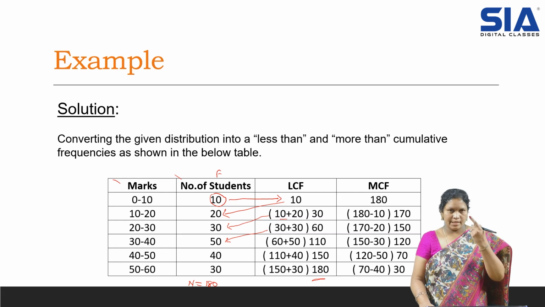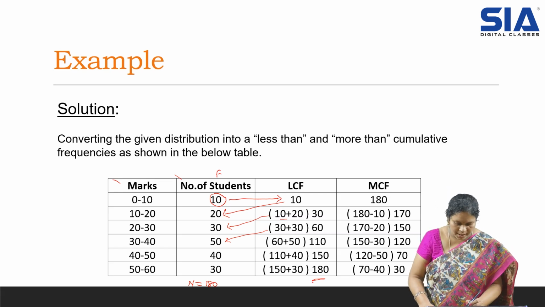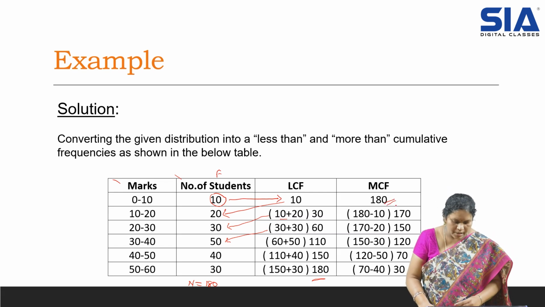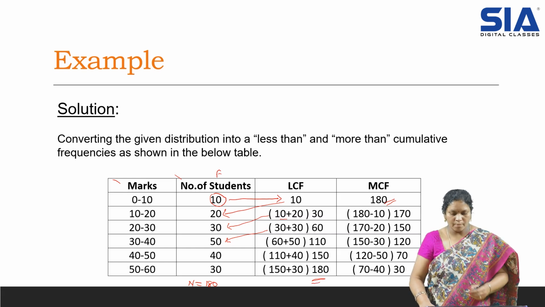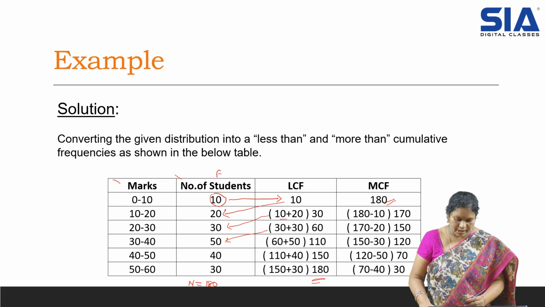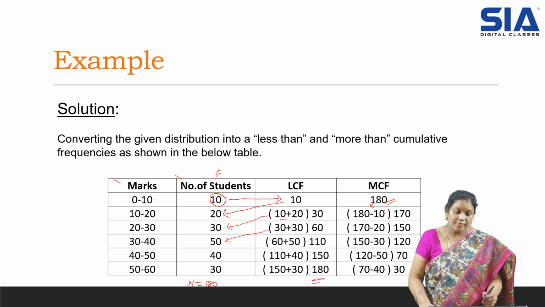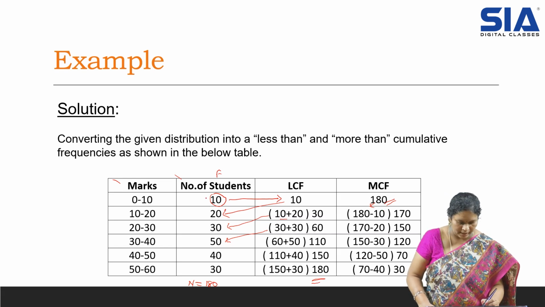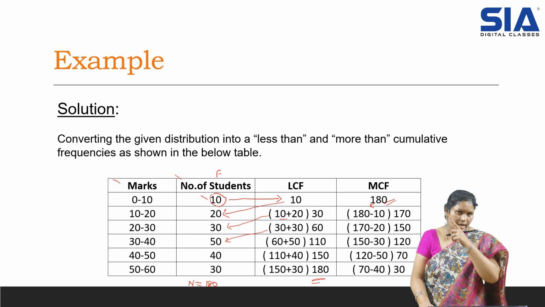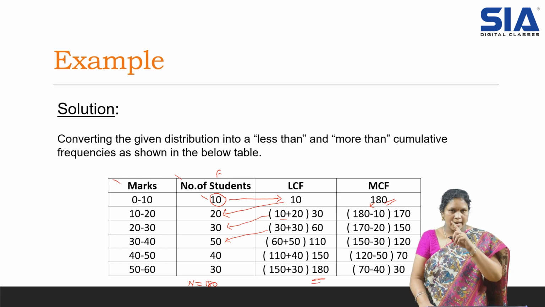So always, when you do less than cumulatives, the last value of less than cumulative becomes the first value of more than cumulatives. So 180, carry on here the same value: where we got 180 as the last value of less than cumulatives, go for more than cumulatives 180. Next, to obtain the second value, 180 carries on as it is, 180 minus the first value of frequency. Just as we did in LCF, the first value carries on as it is. Same here, the last value will carry on as it is.